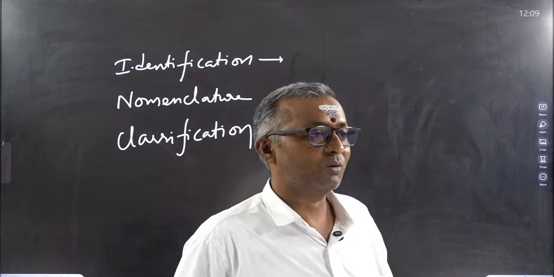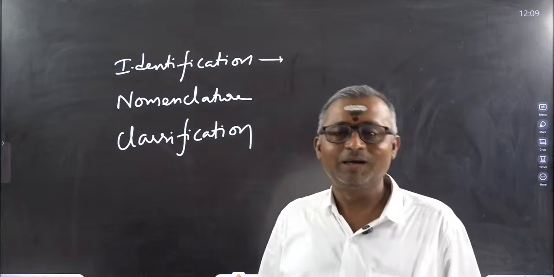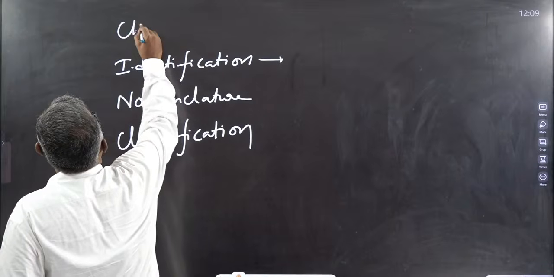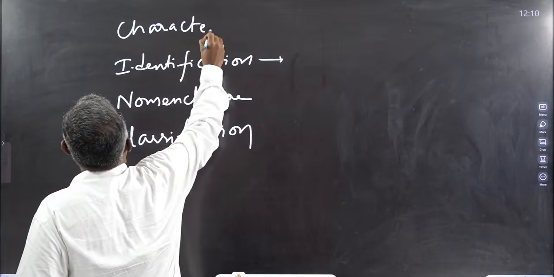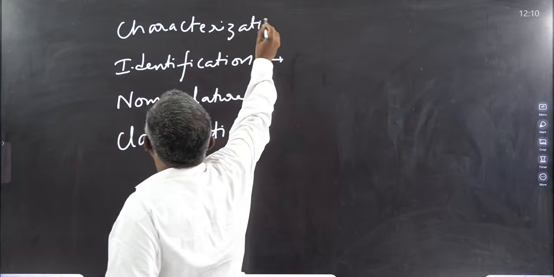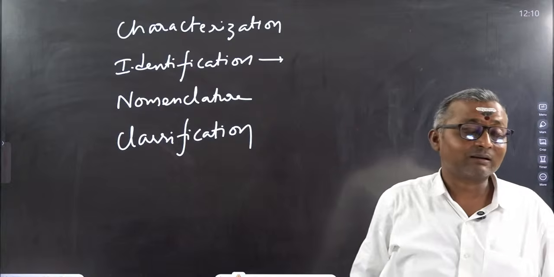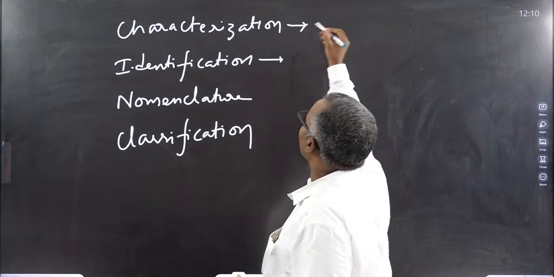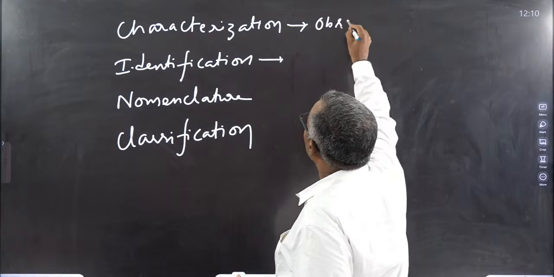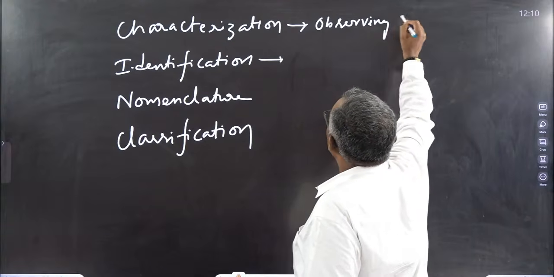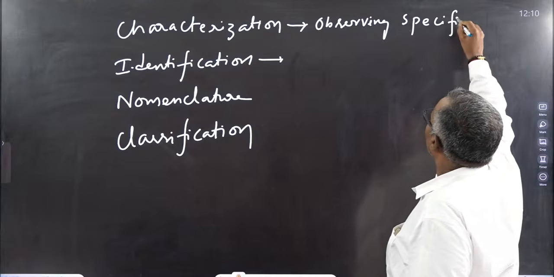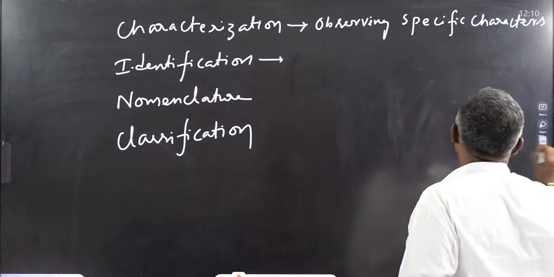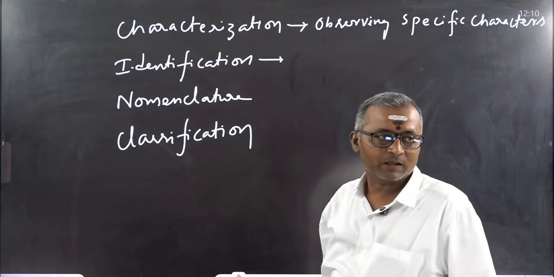Yes, I'll write the definition, don't worry. Yes, keen observation. Okay, good. Simply to say, characterization. That is essential. Characterization means observing specific characters of organisms.